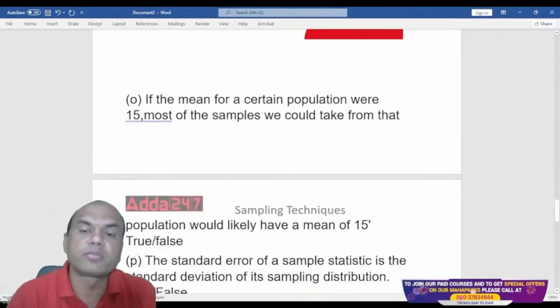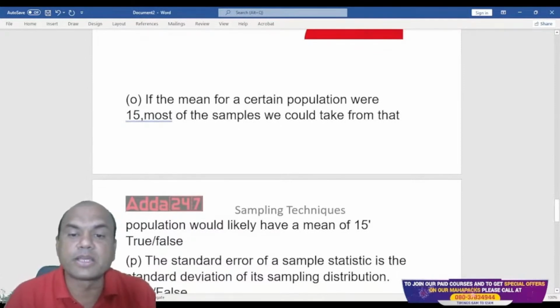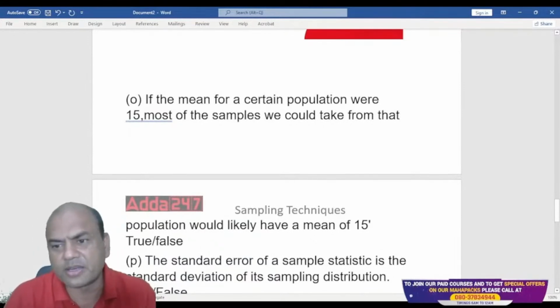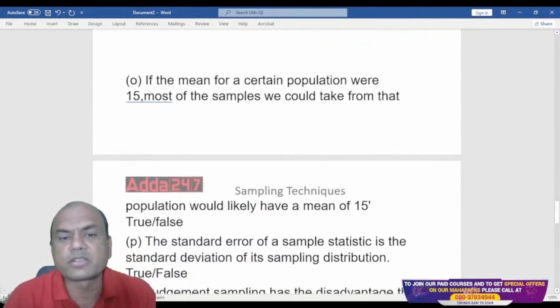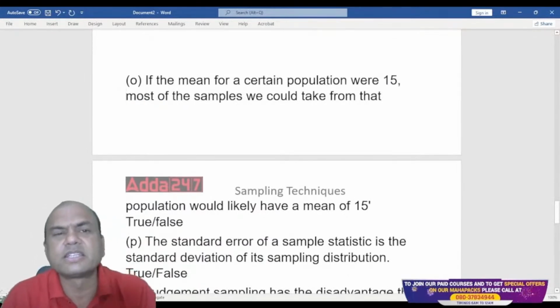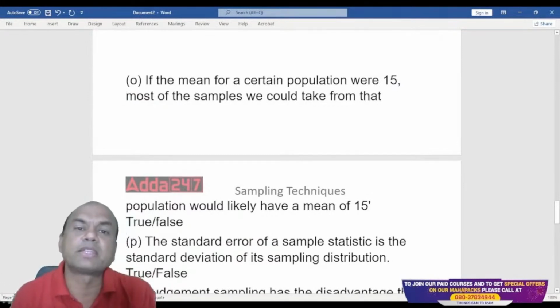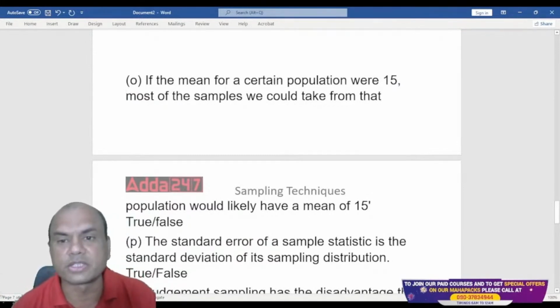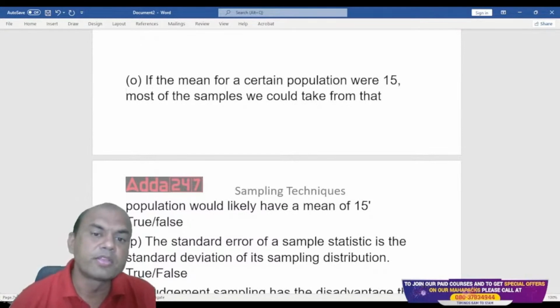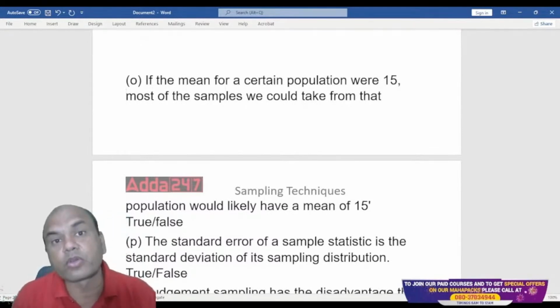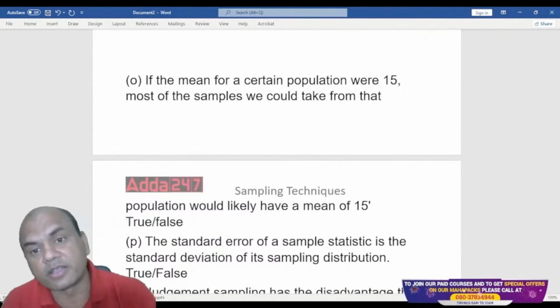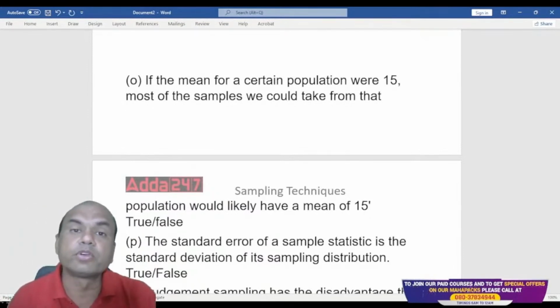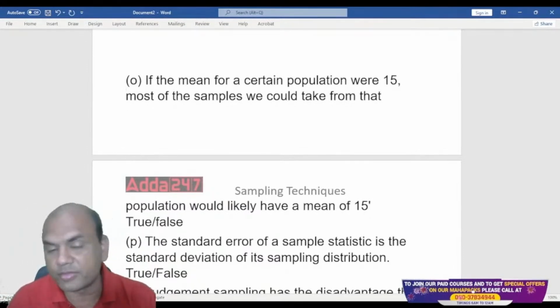The mean of a certain population was 15. Most of the samples we could take from that population would likely have a mean of 15. Is it true? See here, suppose there is a city and the average salary of that city is 15,000, let's say. So the mean of the samples which I took from all the corners of the city, will the mean of those samples also be 15 or no?